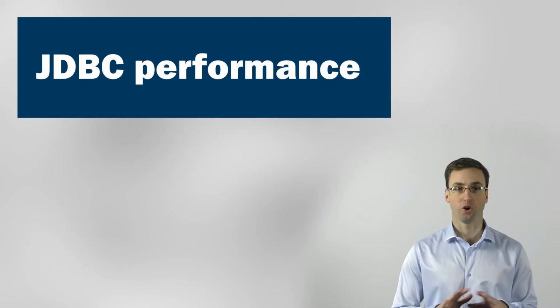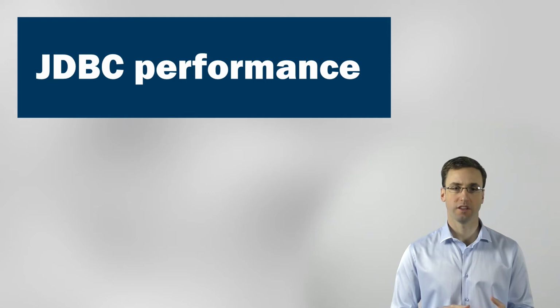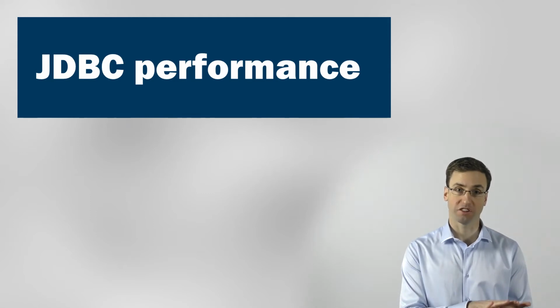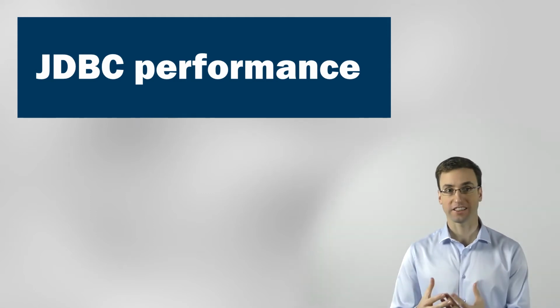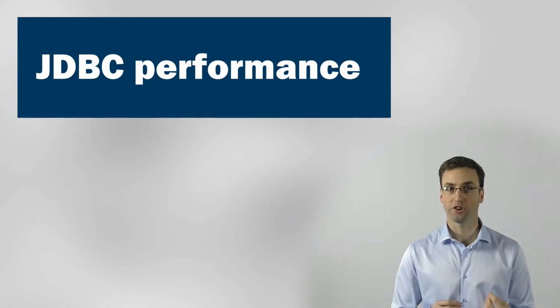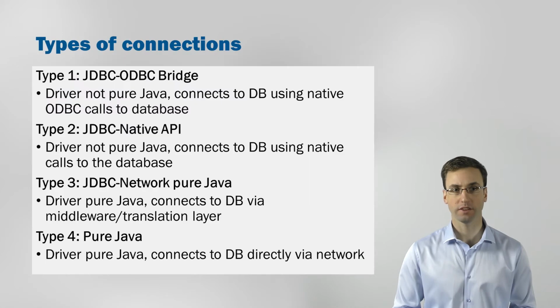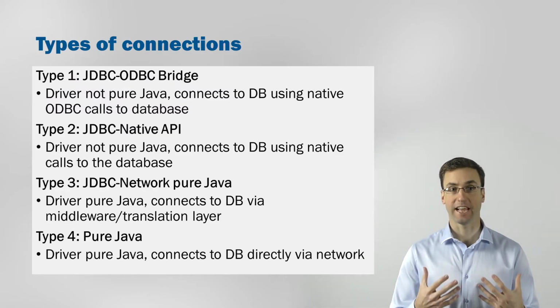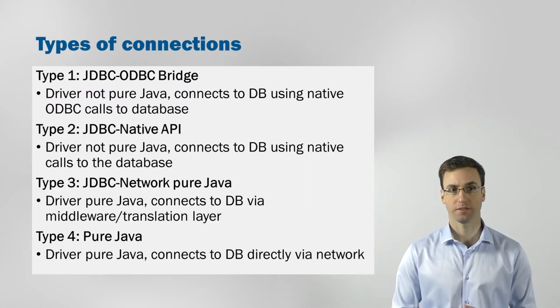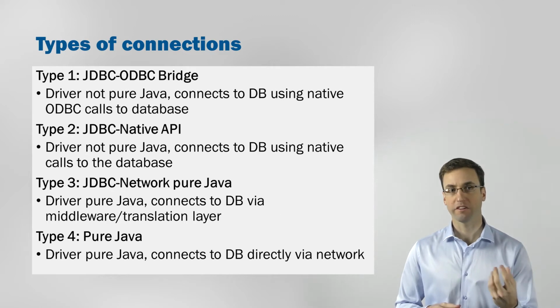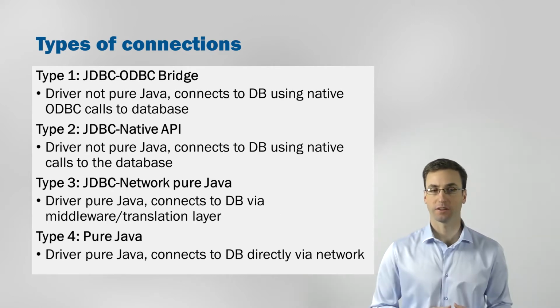Some databases have no network protocol, or they use custom native code libraries. For example, to connect to a Microsoft Access database, which only has an ODBC interface, you would need to use what is called a JDBC ODBC bridge. JDBC developers have names for 4 different types of drivers. Type 1 refers to a JDBC ODBC bridge.